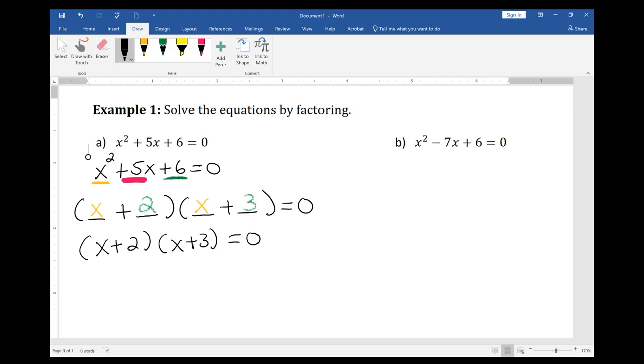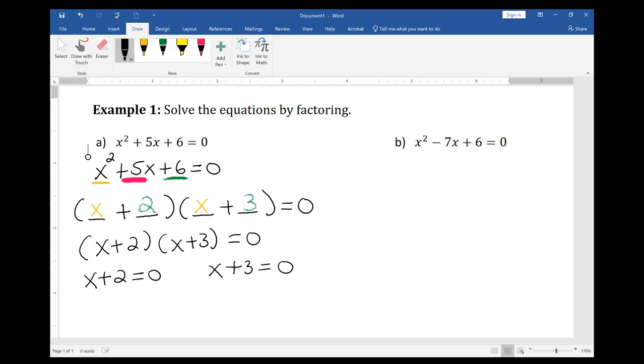Now that we have completed step 2, we go to step 3. Apply the zero product property. If we have a product of two things and they're equal to 0, that happens if and only if one or the other is equal to 0. How does that translate to this problem? We could take our x plus 2 factor and set it equal to 0, and we could take our x plus 3 factor and set it equal to 0.